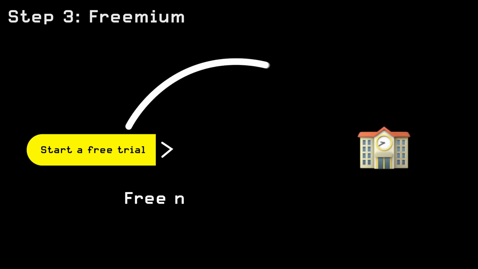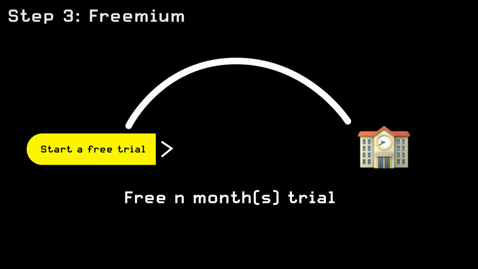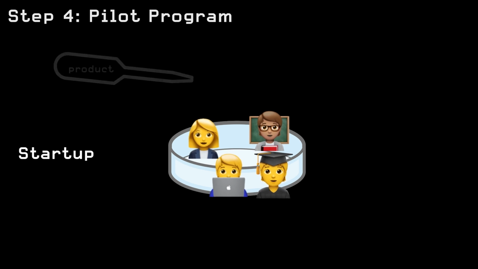Step 3. Freemium. If your product offering has a freemium, you or your sales team can convince the college or the target audience to try the freemium version and check out if the product works for them. In the case you don't have a freemium version, you should design a pilot program. Step 4. Pilot programs. The startup can offer a pilot program to demo the effectiveness of a product or service.